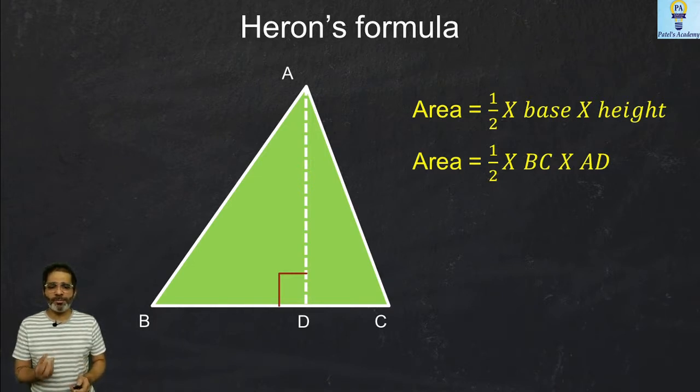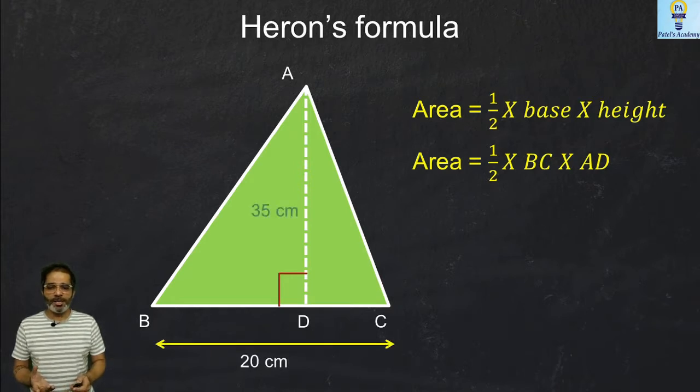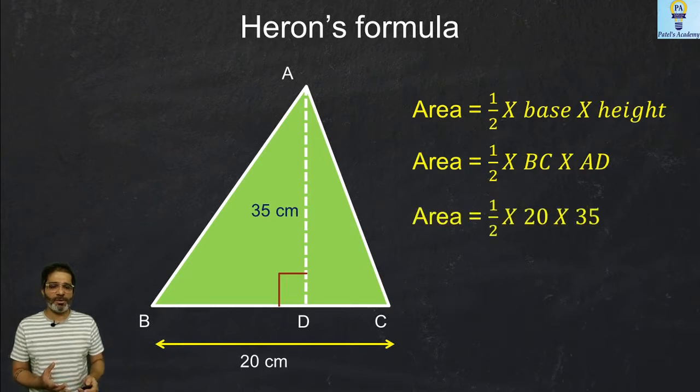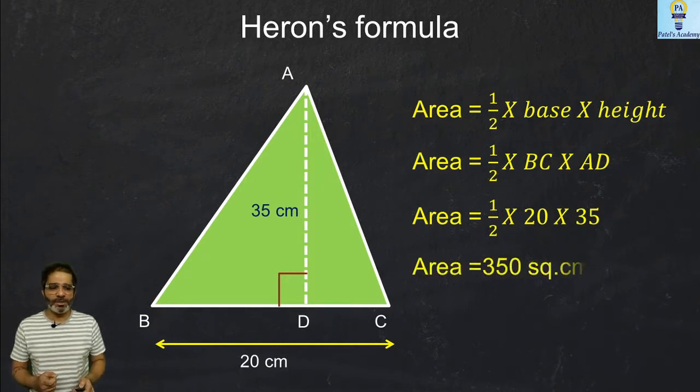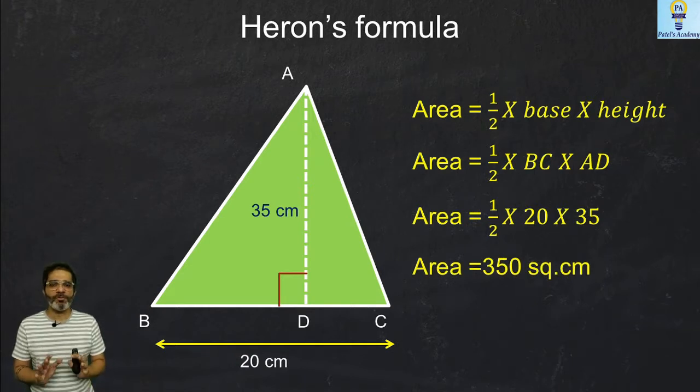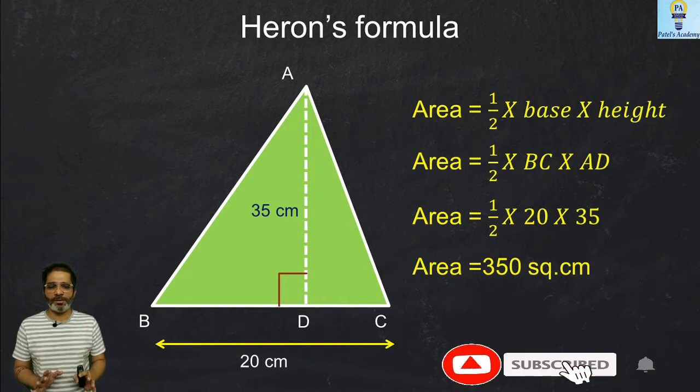So let me take some random values of the base and height. I'm taking the base as 20 and the height as 35. So the area is half into 20 into 35. 20 will reduce by 2, I will get 10. 10 into 35 is 350 centimeter square. So this is the normal way of finding the area of a triangle by the formula half into base into height.